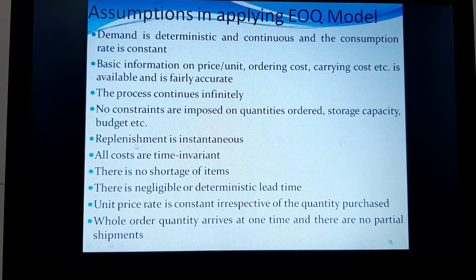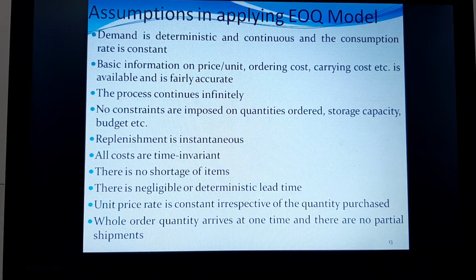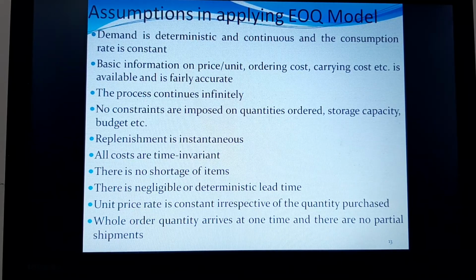And replenishment is instantaneous. You would have noticed that in that figure, all of a sudden it is getting replenished, a continuous vertical line upward. So that is why the replenishment is instantaneous, and all costs are time invariant. It is not dependent on time, and no shortage of items is there, and you have negligible or deterministic lead time. Lead time we will discuss in detail later. And unit price rate is constant irrespective of the quantity purchased.